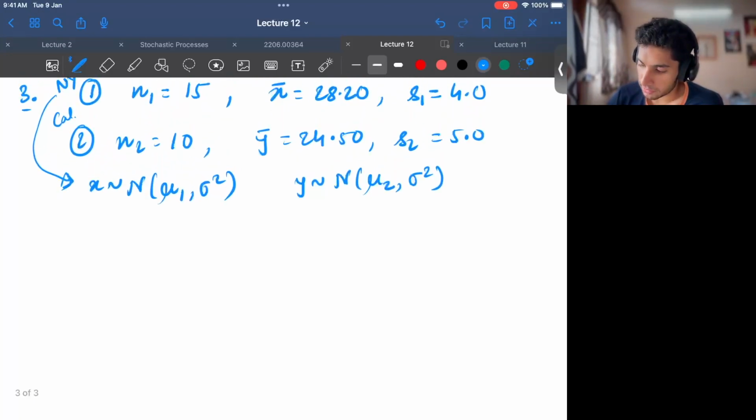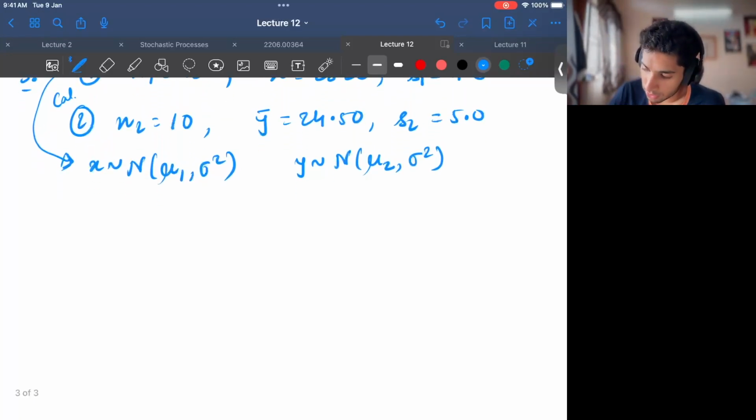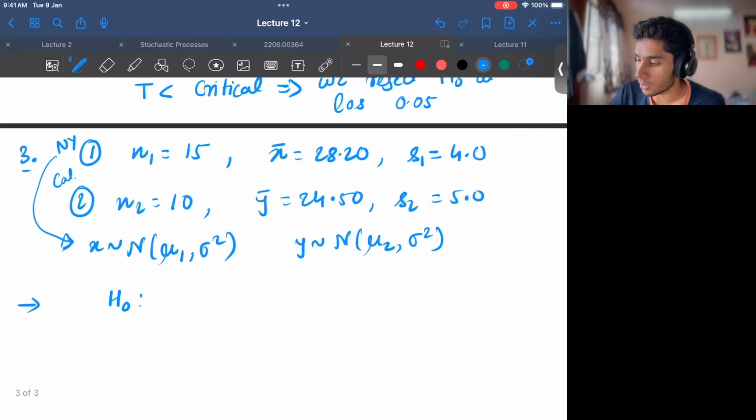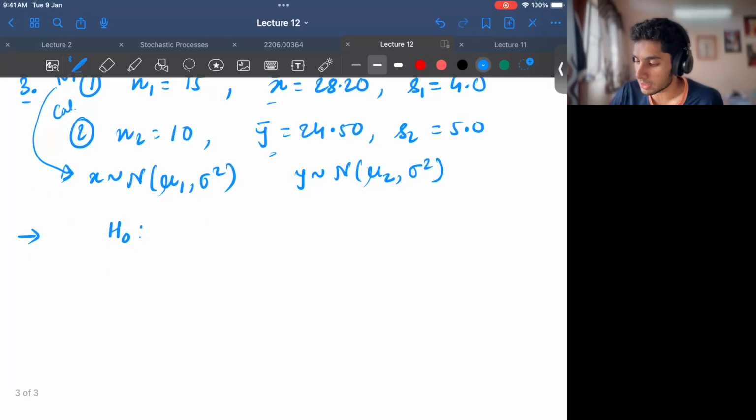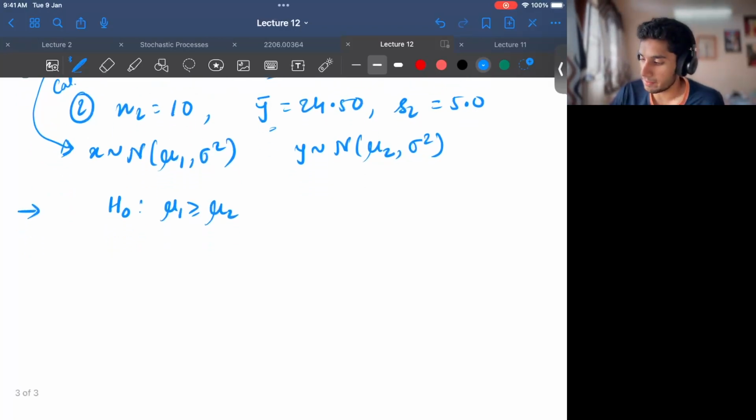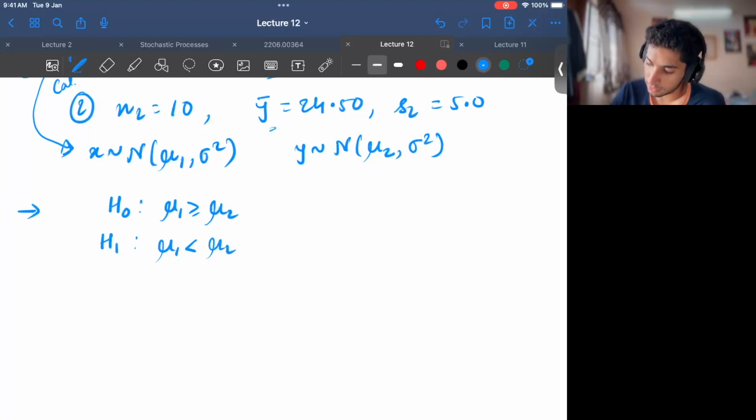So how do you solve this? It's simple. You first define your null hypothesis. The null hypothesis is what you are observing. It seems that x bar is greater than y bar, so it seems that mu1 is greater than or equal to mu2. And H1, which is your alternate hypothesis, is the opposite: mu1 is less than mu2.